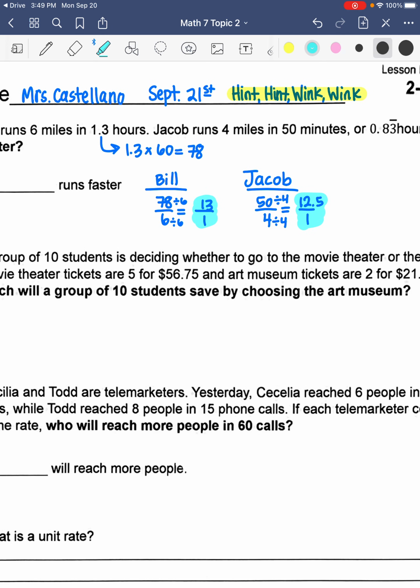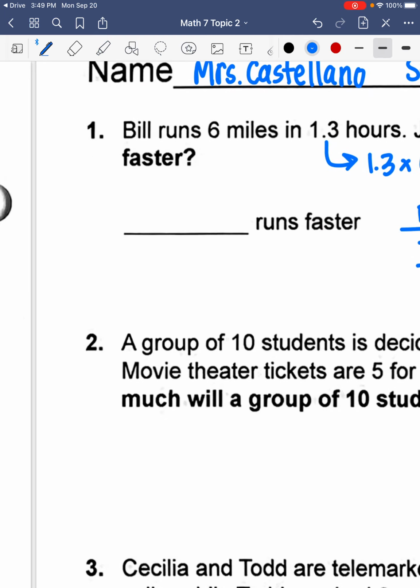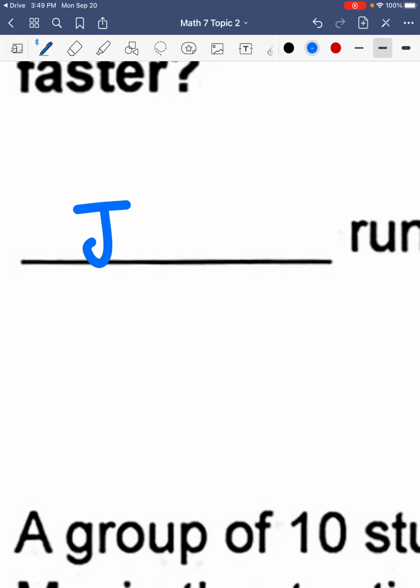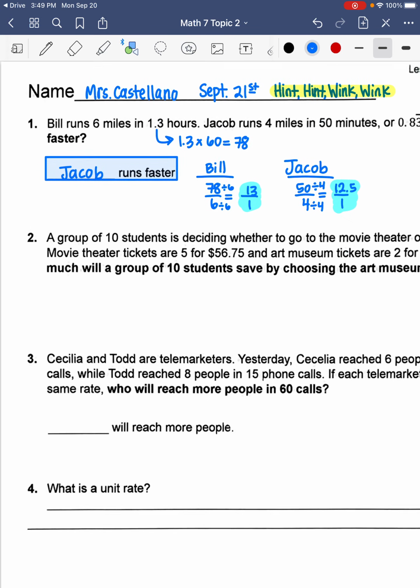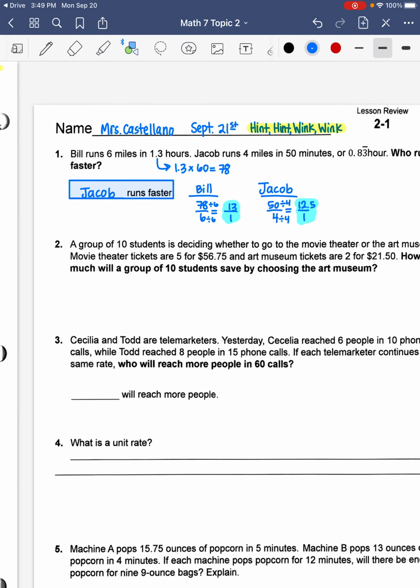So who runs faster? Well, I'm comparing those two blue highlighted unit rates, and 12.5 is less than 13. So Jacob runs faster. And that would be my answer right there. Moving on to number 2.